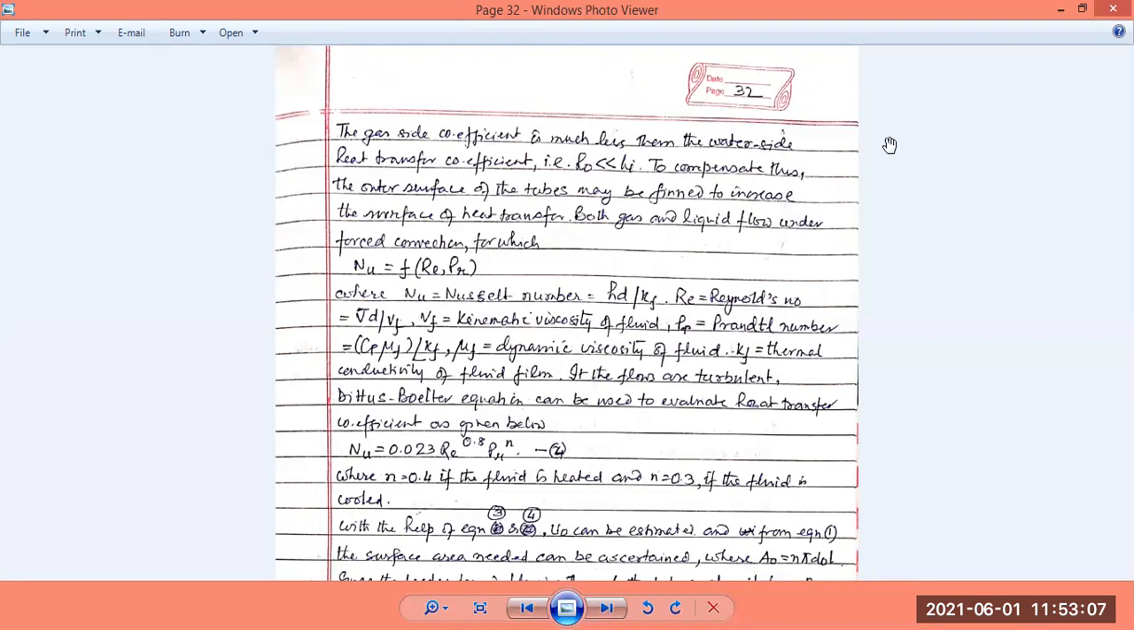If the gases are turbulent, the Dittus-Boelter equation can be used to evaluate the heat transfer coefficient, given as Nu equals 0.023 into Re to the power 0.8 into Pr to the power n, where n is equal to 0.4 if the fluid is heated and n is equal to 0.3 if the fluid is cooled.